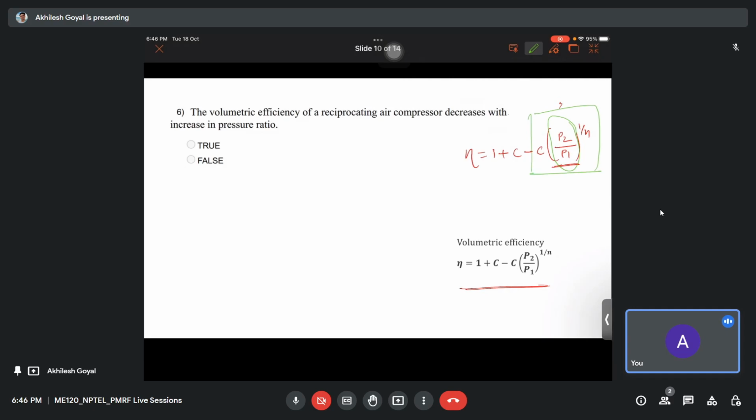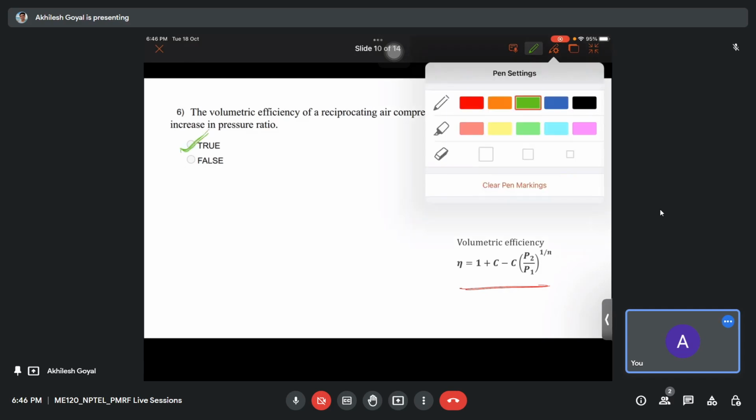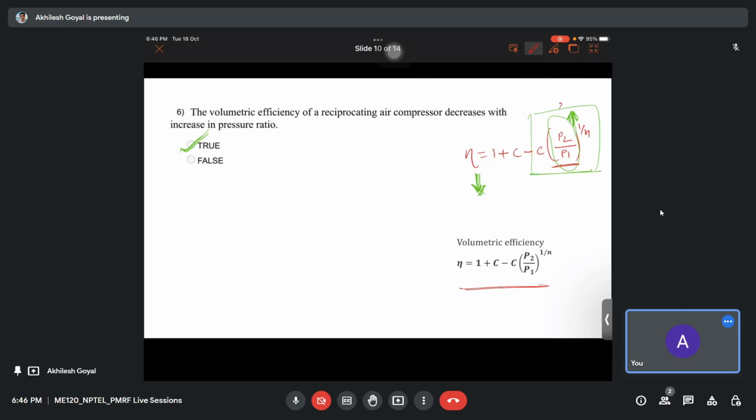Okay, and if we increase this whole term, the efficiency will decrease. So as it is given, the volumetric efficiency of a reciprocating air compressor decreases with the increase in pressure ratio. So that statement is true. As you increase the pressure ratio P2 by P1, this will result in decrease in the volumetric efficiency. So this statement is true. Okay. So let's move to the next one.